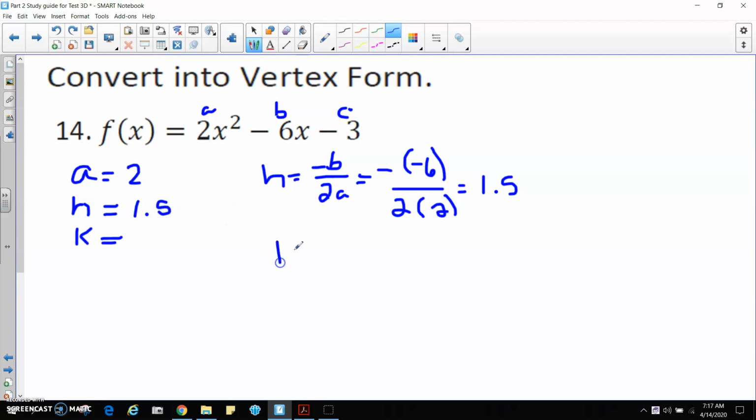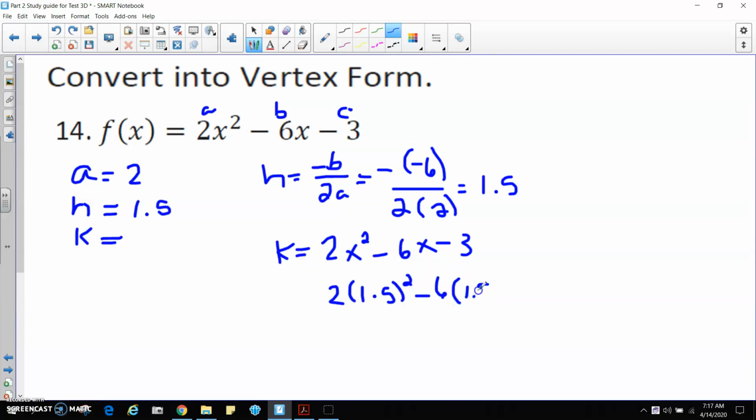Now we're going to find our K. For our K, we use the formula that was given for y, which would be 2x squared minus 6x minus 3. Now we sub in for our x. In this case, our x is 1.5 squared minus 6 times 1.5 minus 3. Then we use our calculators.